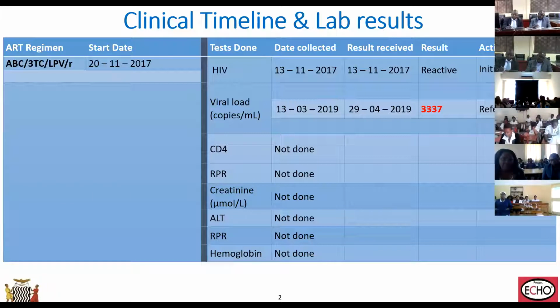Then viral load was done on the 13th of the 3rd of 2019, and the result was received on the 29th of April 2019. The result was 3,337, and this is the time the child was being referred to UTH. No CD4 was done, no RPR, no creatinine, no LT, no hemoglobin.